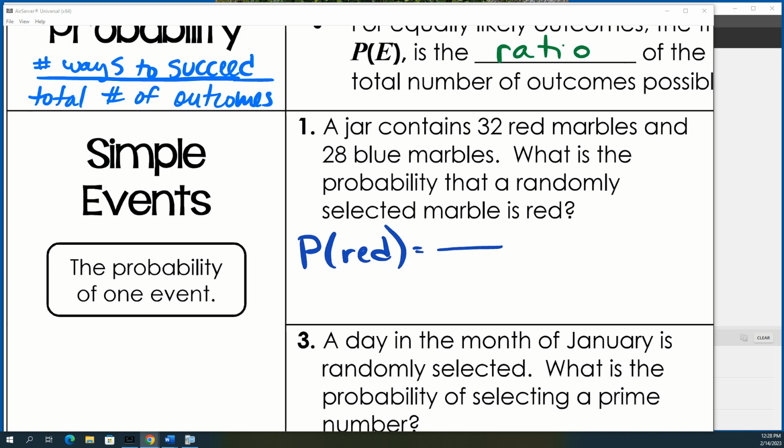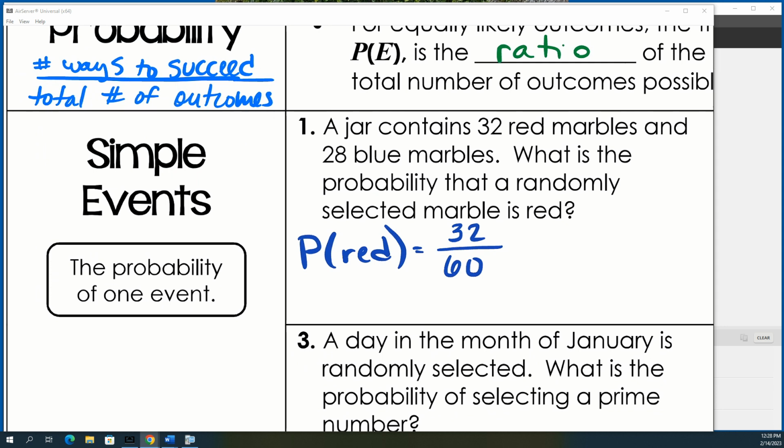So what do y'all think? 32. Right? And then the bottom should be the total number of outcomes, or the total number of marbles. What do y'all think? 60 total. Now, is it ever going to be possible that the top number is going to be bigger than the bottom on probability? No way. So if you do a fraction and the top's bigger, that is not a probability for sure.